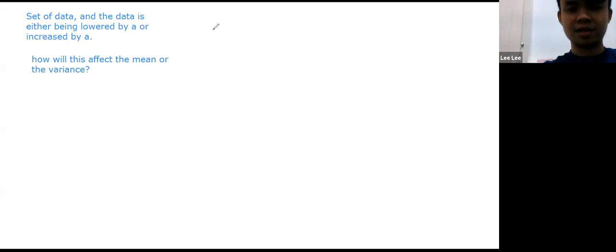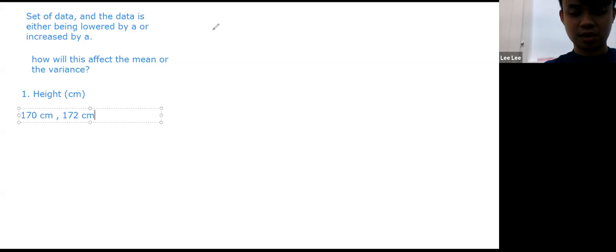So imagine you have a case like, let's say you collect the data, you have the height, measured in centimeter. The height is 170, then you have a 172, then you have a 174, and you have 175, and you want to find the average. If you only have 4 data, it won't be a problem.